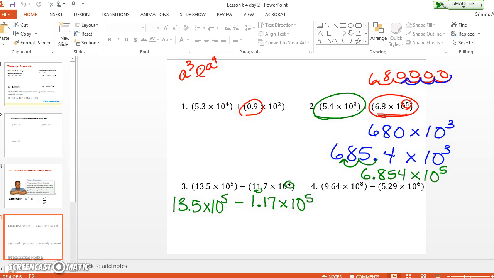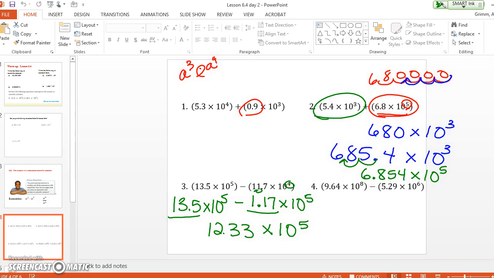Okay, so now I can subtract my numbers. So I have, somebody calculate that for us. What's 13.5 take away 1.17? Okay, thank you. What is it? No, it's 12.43. Okay, times 10 to the 5th.